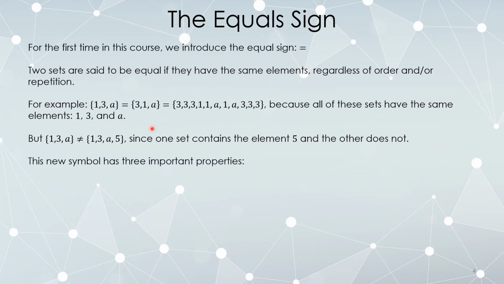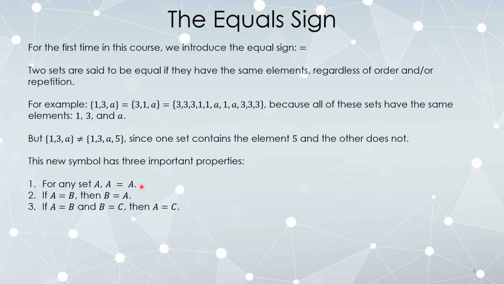Now this new symbol has 3 properties. First of all, any set has the same elements as itself. So a set is always equal to itself. If A and B have the same elements, then B and A have the same elements. So if A is equal to B, then B is equal to A. If A and B have the same elements and B and C have the same elements, then A and C must have had the same elements.